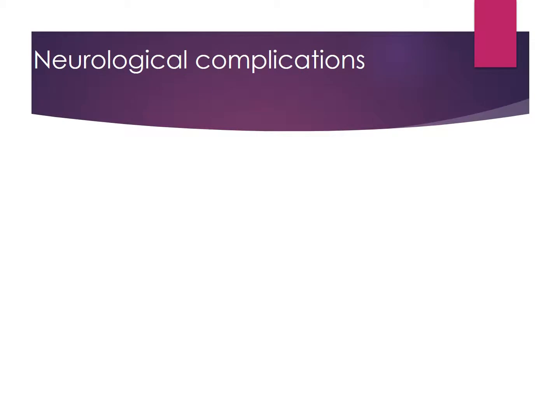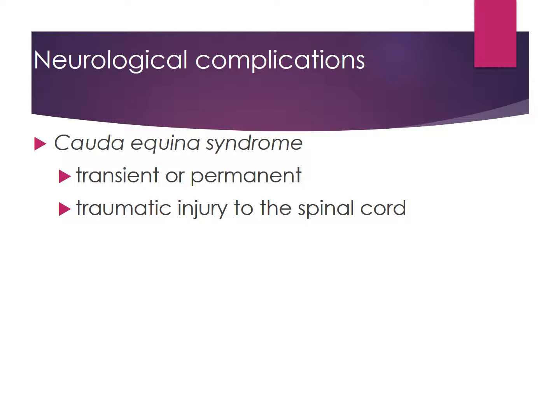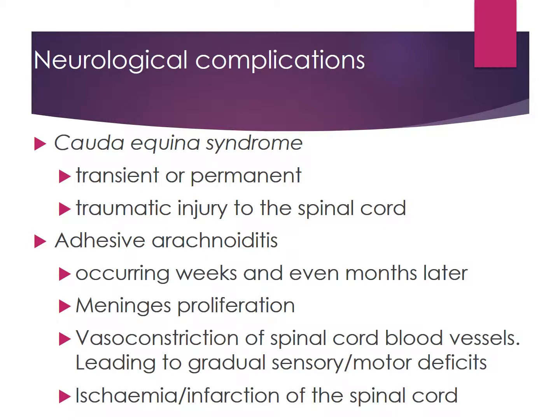Other complications of regional anesthesia techniques at the neuraxial level may include cauda equina syndrome. It could be transient or permanent. It is a rare condition, and that is when the lumbar plexus nerve roots could be damaged due to a traumatic injury at that level of the spinal cord. Also, adhesive arachnoiditis. This can occur even weeks after the procedure, and that's due to the meninges proliferating, and by doing that they could cause vasoconstriction of some of the small blood vessels to the spinal cord.